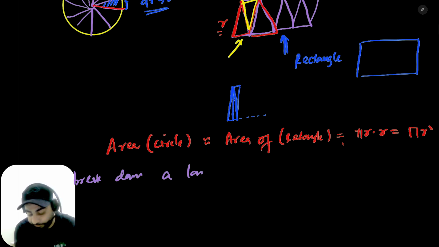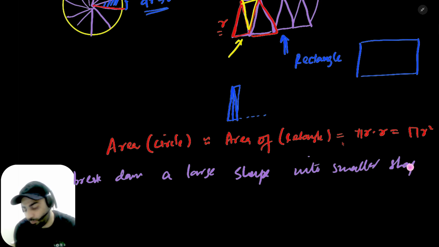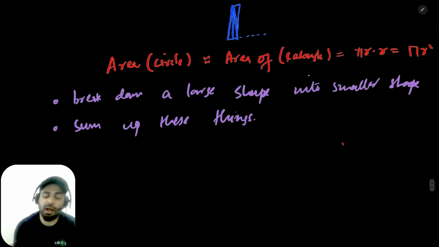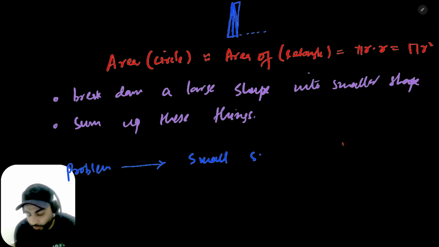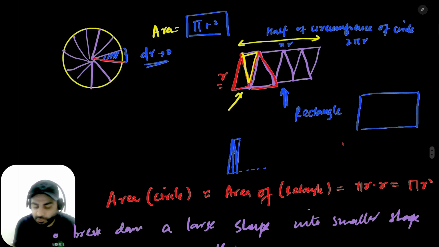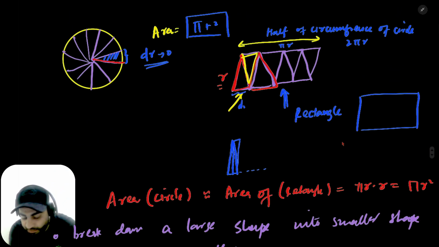So what we are trying to do is first break down a large shape into smaller shapes, and then we sum up these things. If you ask me how we do it, we have a problem. Most of the problems that you will see in calculus basically boil down to this: we have a problem and we break it down into a sum of small quantities. So that's what I told you. In here, each of these dr is nearly equal to 0. Is it clear so far?